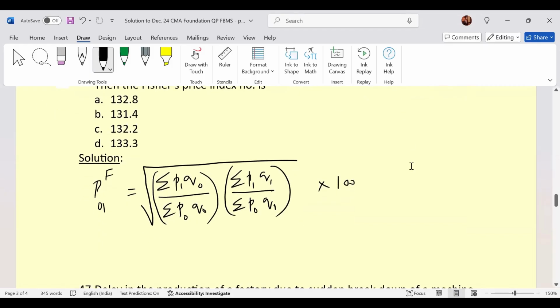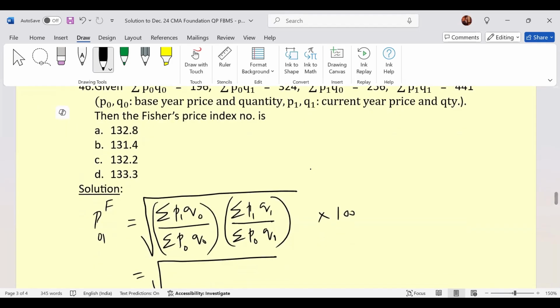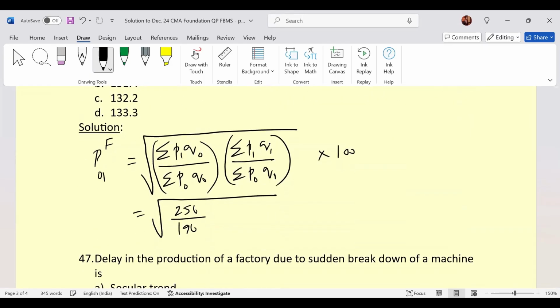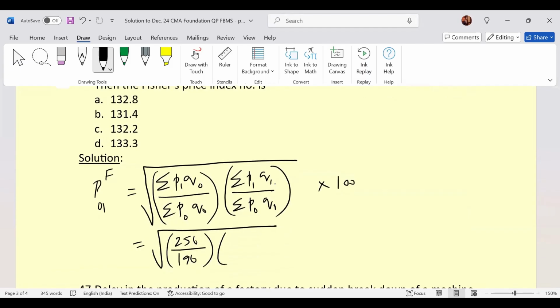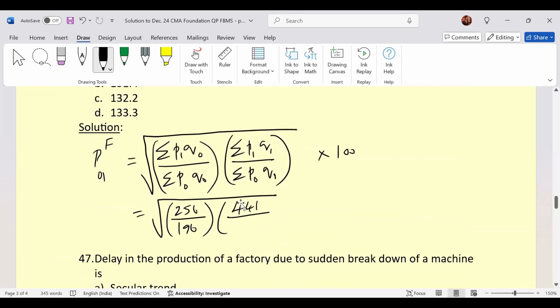Now substitute those values. Root of P1 Q naught, P1 Q naught is 256, divided by P naught Q naught is 196, multiplied by P1 Q1 is 441, and then P naught Q1 is 324, into 100. If we calculate that, we will get 133.33, which is our option D. I will remove this because here there is only a single digit. So it is 133.3, option D.